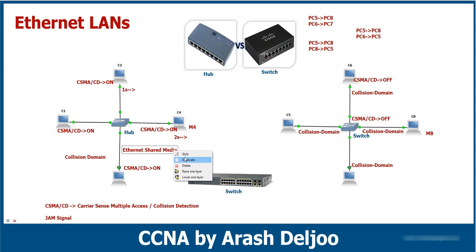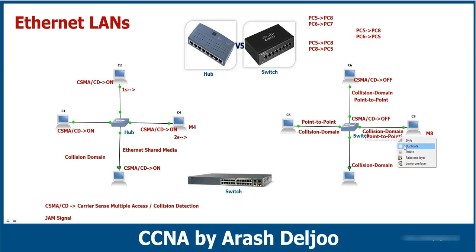But here, as you can see, we have point-to-point links between the computers and the switch. Look at here, this is one point-to-point link, this is another point-to-point link, this is another, and this is another. In point-to-point links, we have one collision domain per link, and we don't need to use CSMA/CD. Another important concept that we can talk about is duplex.